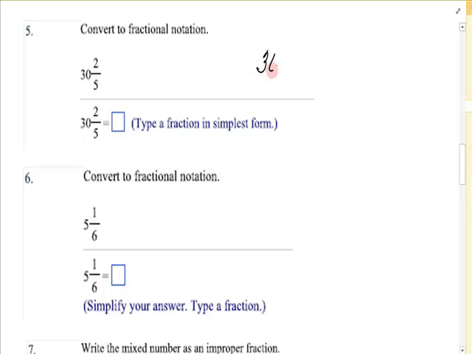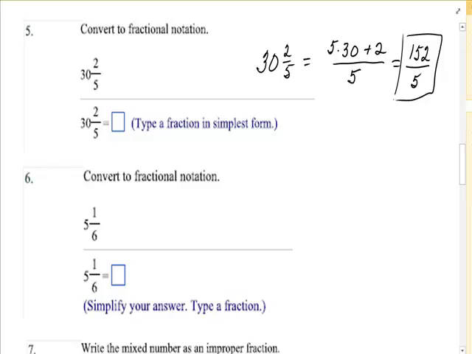Suppose I have 30 2/5. That is 5 times 30 plus 2 over 5. 5 times 30 is going to be 150, plus 2 is 152 over 5.